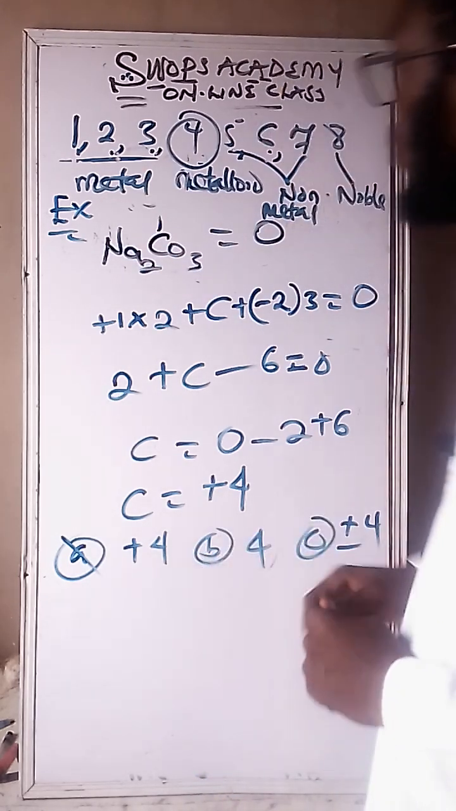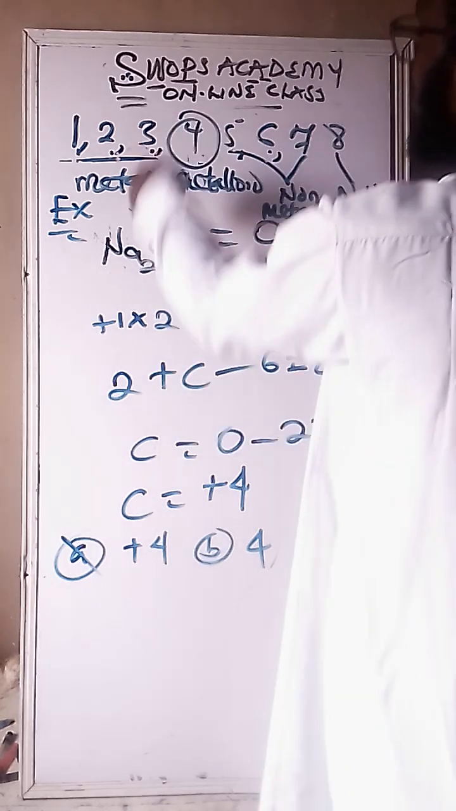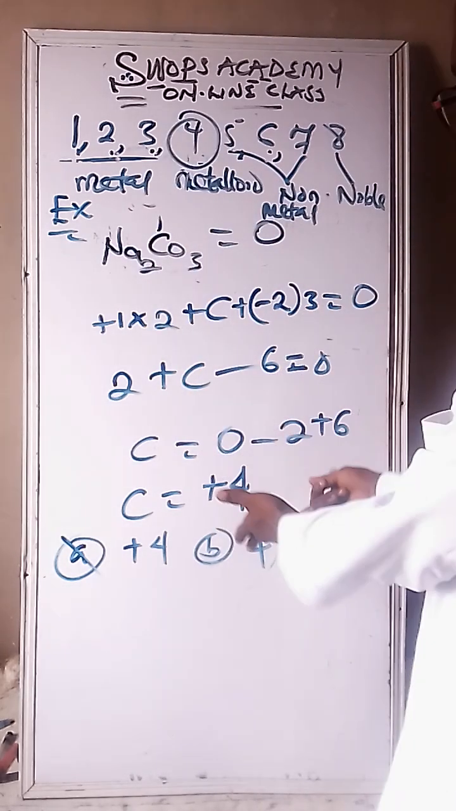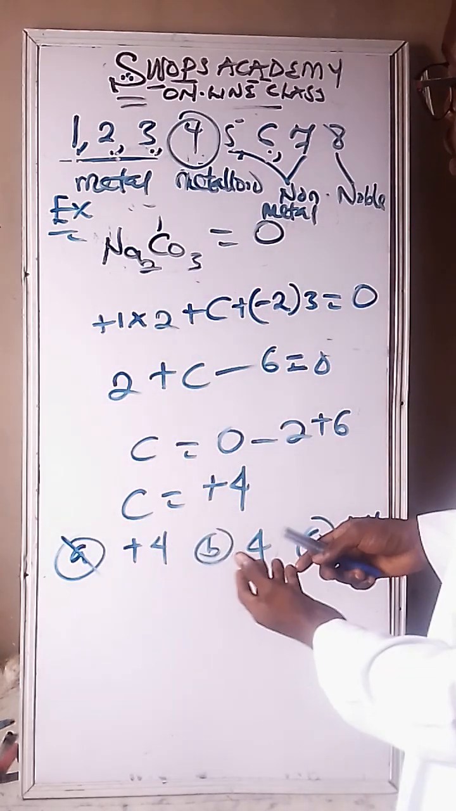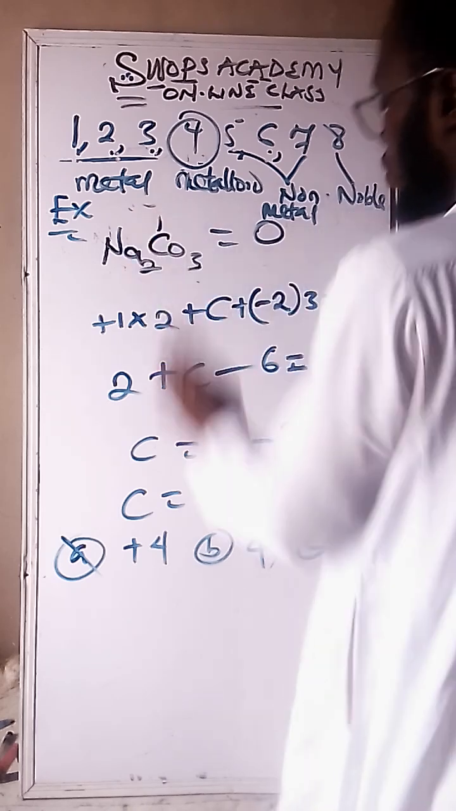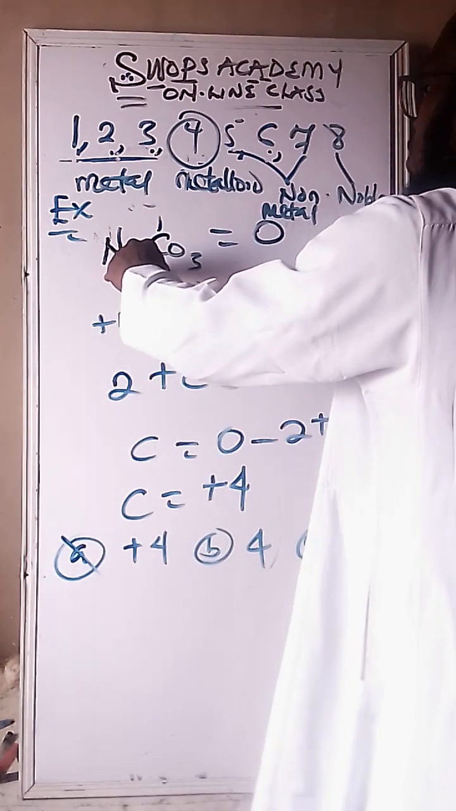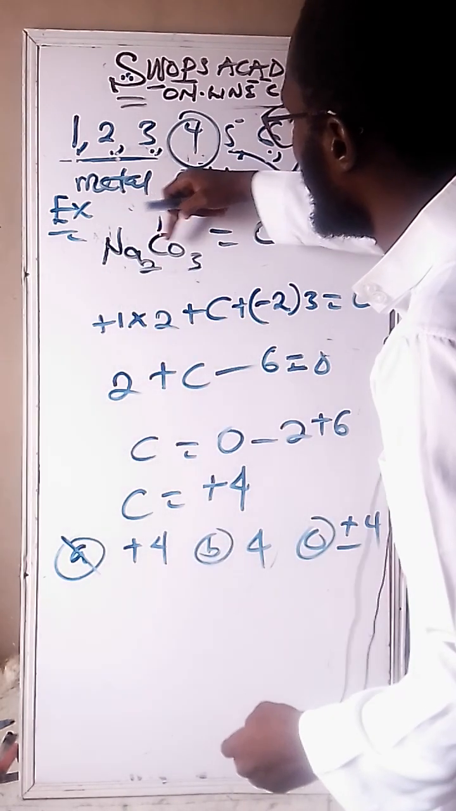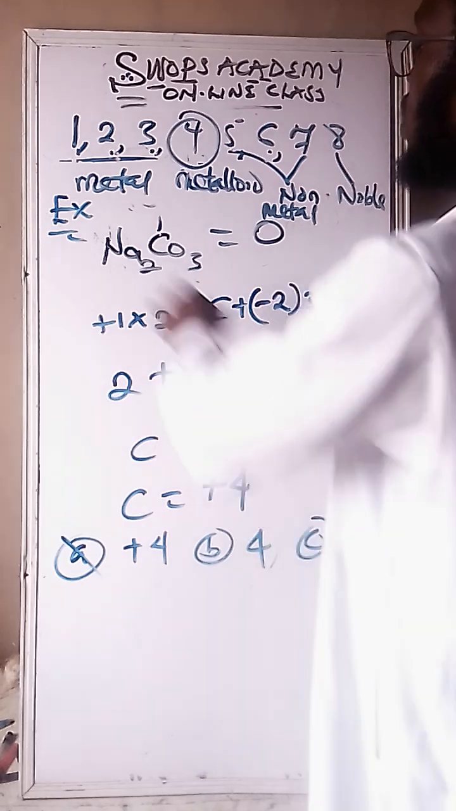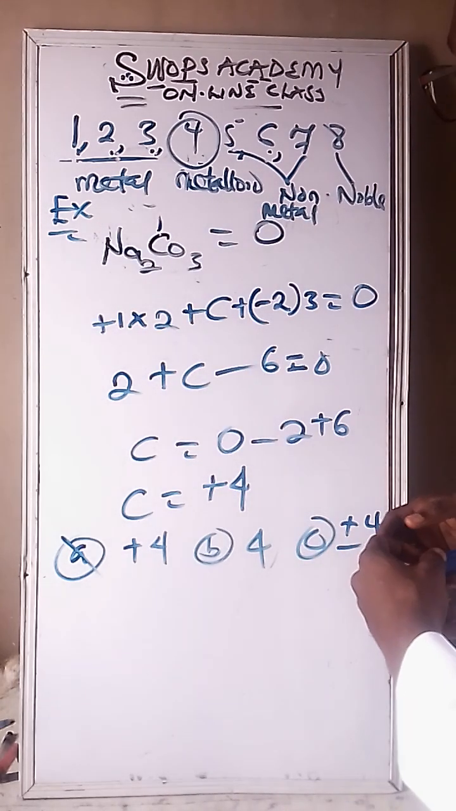So for JAMB, another question they might ask me here, this is the first question they might likely ask you: find the oxidation state of carbon. We have found it. If it is that of sodium too, you couple them together, you make this to be unknown. Hope I'm communicating.